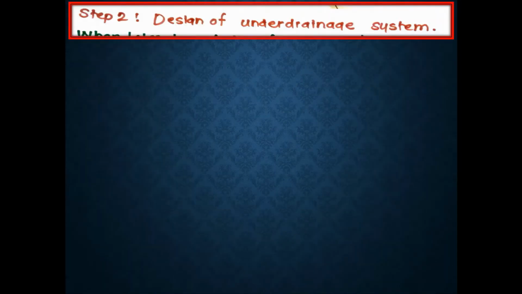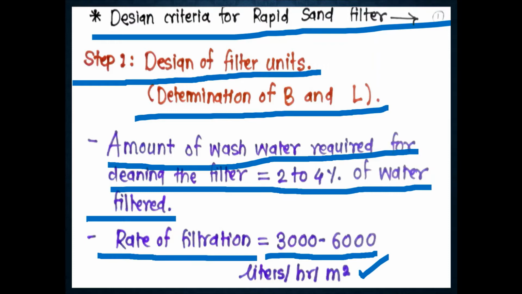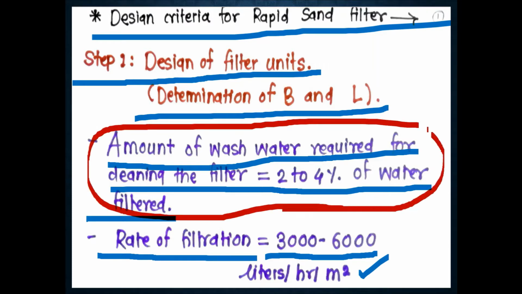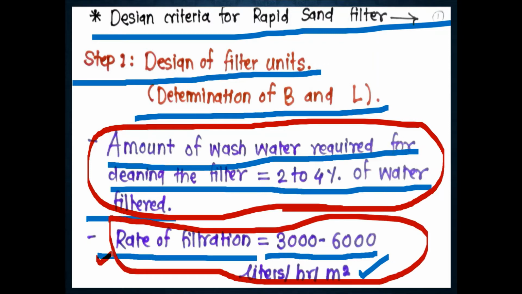Then step number two. One thing I want to tell you: the same steps are there, but two additional steps are introduced here. That is the amount of wash water required for cleaning the filter, which is not there in the previous type, and the rate of filtration is also there, but the amount of wash water is a new thing that you have to consider. We will see after solving one example.